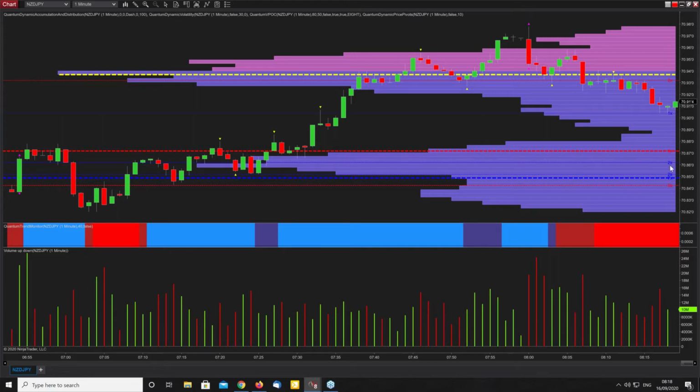You may not be able to see the little numbers down here. This has been tested 6 times. This is 2, this is 2, this is 7 below here. So this is even stronger. So the thickness of the line denotes how often that particular level has been tested and held. In other words, the strength of that region.